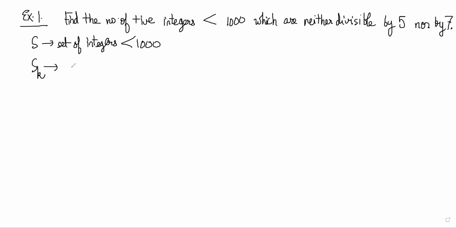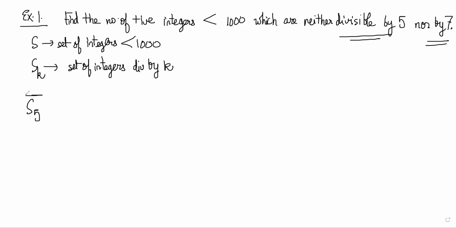Sk are the set of integers divisible by k. So what we need in the problem is integers not divisible by 5 and not divisible by 7. So we need S5 complement, the set of integers not divisible by 5, intersection with S7 complement, and we need the number of elements of this set, right? So this is a straightforward application of theorem 1.